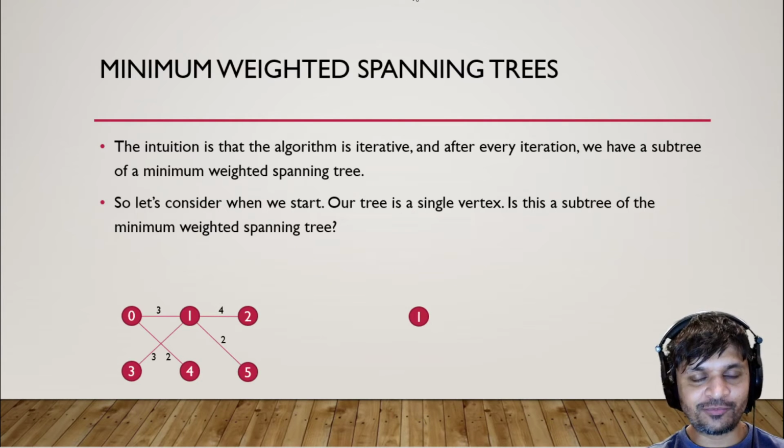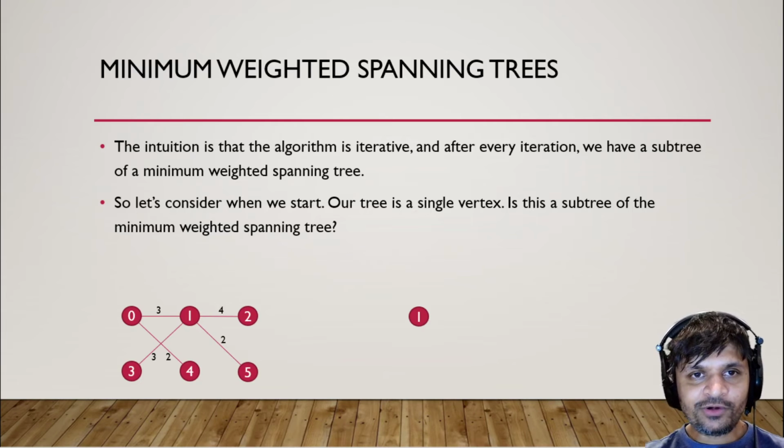So yes, this is a subtree of a minimum weighted spanning tree, right? So we know that at the start we have a subtree of the minimum weighted spanning tree. So the next thing to think about is when we continue, when we add the cheapest edge going from something in the tree to something not in the tree, do we still have a subtree of a minimum weighted spanning tree? Because if we do, then we're good, right? Because we'll just keep doing that and eventually have a minimum weighted spanning tree.